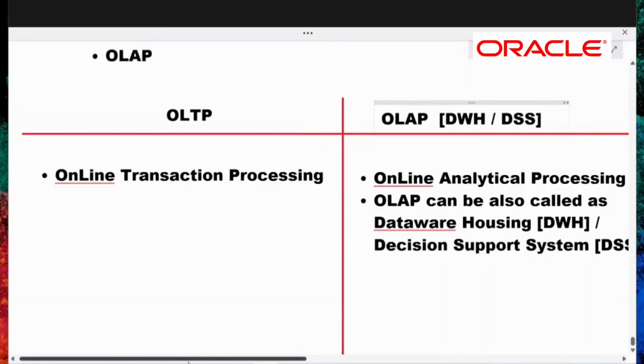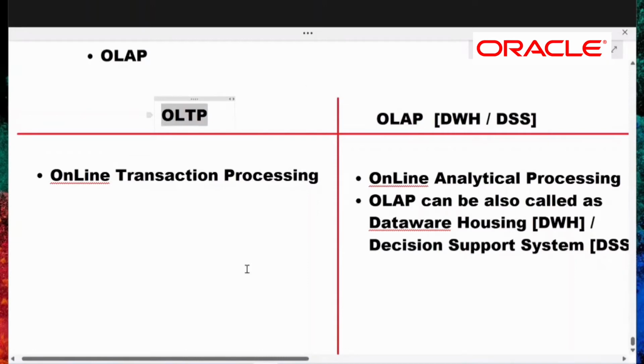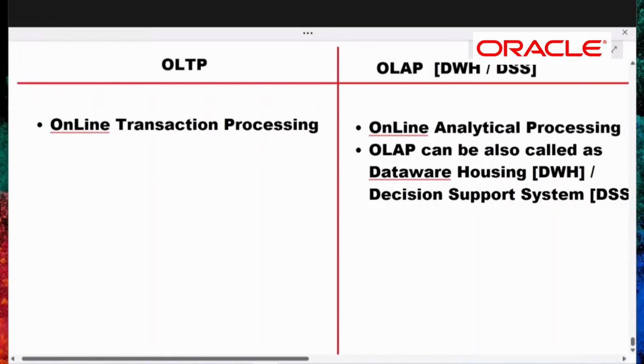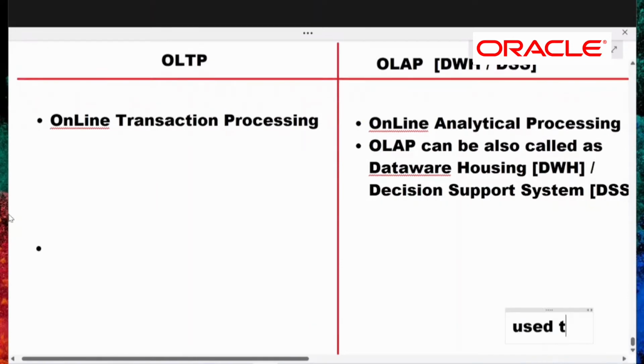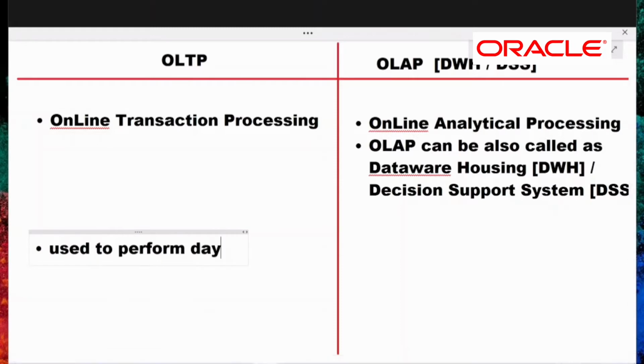Okay. So OLTP stands for Online Transaction Processing. OLAP stands for Online Analytical Processing. Then why do we use this OLTP, sir? This OLTP is used to perform day-to-day operations. So to perform day-to-day operations, we use this OLTP.